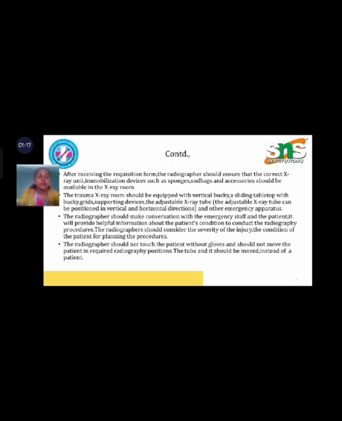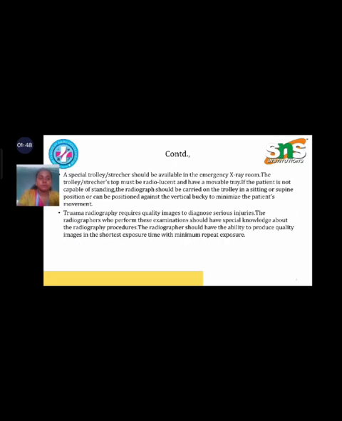The radiographer should have a conversation with the emergency staff and the patient. It will give helpful information about the patient's condition to conduct the radiography procedures. The radiographer should consider the severity of the injury and the condition of the patient when planning the procedures. The radiographer should not touch the patient without gloves and should not move the patient into the required radiography position. The tube should be moved instead of the patient.